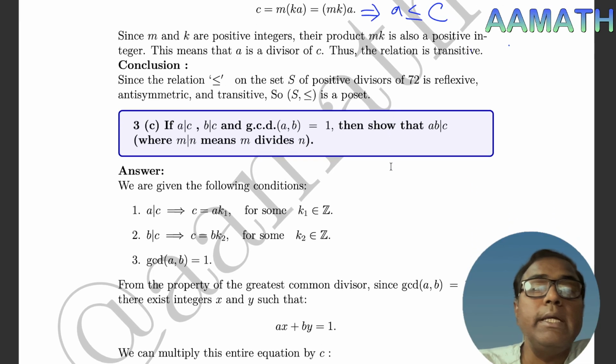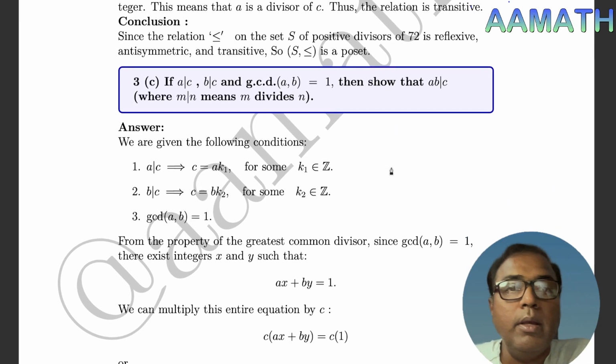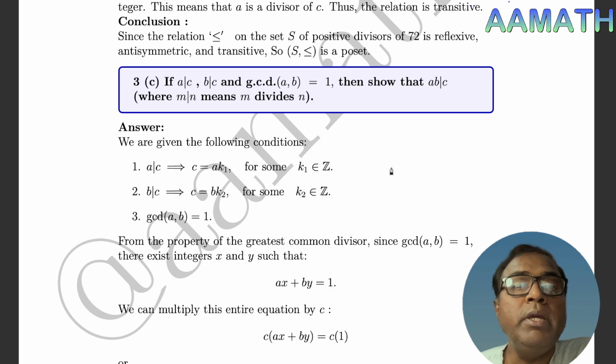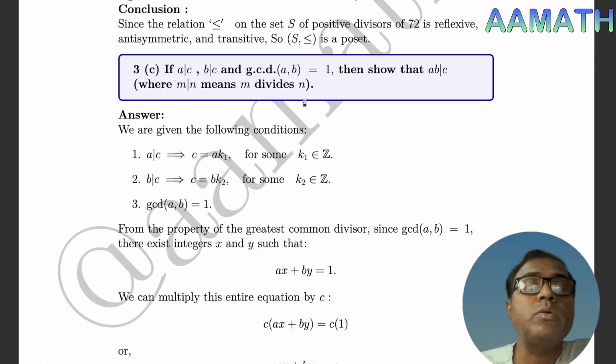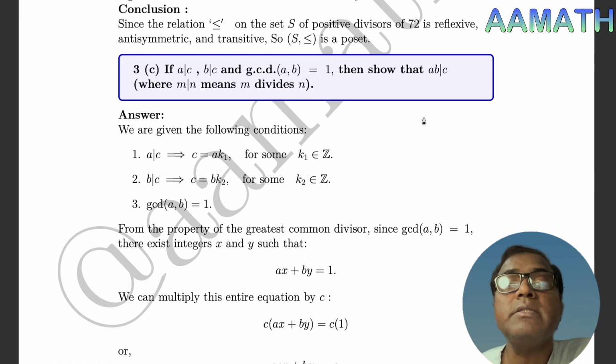Next question, 3C. If A divides C, B divides C, and GCD of A and B equal to 1, that is, A and B are prime to each other, then prove that A times B divides C, where M divides N means N is divisible by M. So 3 divides 6, that means 6 is divisible by 3.